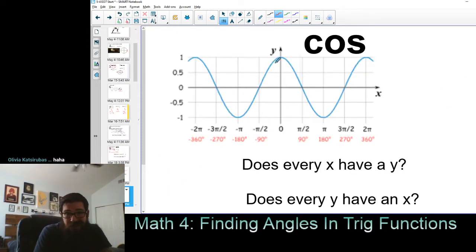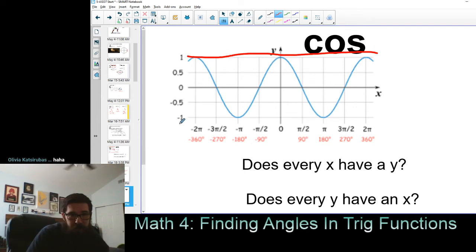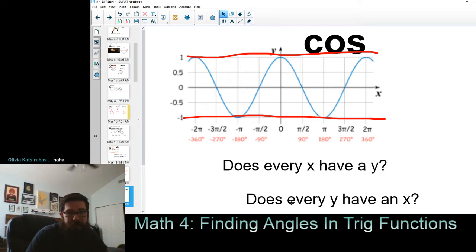Cosine. Just like sine, it's going to be infinite in both directions, but it's capped at 1 as the highest it can get to, and -1 is the lowest it can get to. It can get any of the values in between those. So let's answer these two questions. Does every x have a y?